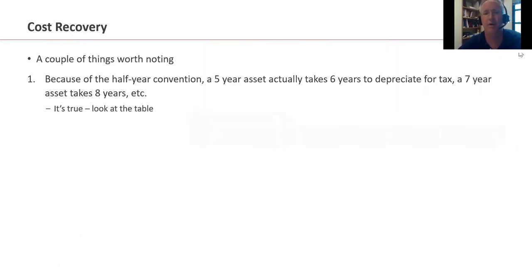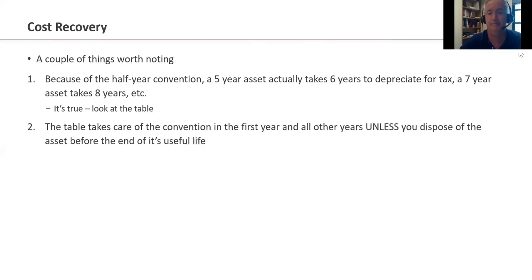Okay, so there's a couple things that are worth noting here. The first is, because of the half-year convention, a 5-year asset actually takes 6 years to depreciate. So I take a half year in year one, then I take a full year, a full year, a full year, a full year, and then a half year in year six. And a 7-year asset would take 8 years. And if you look back at those tables, you'll see that that's true. They extend down for an extra year on each one of them. That's just how tax depreciation works. Okay, so the table I just told you takes care of whatever the convention is in the first year, and it takes care of it in all the other years.